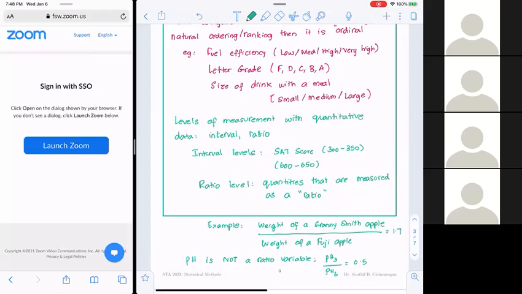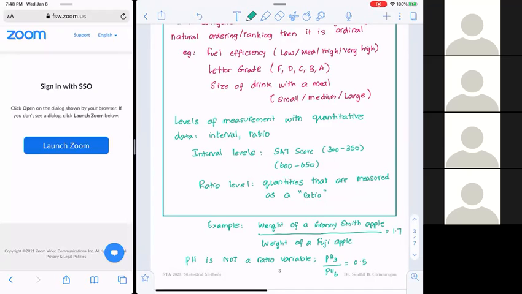So a ratio level of measurement is only useful when we have something called an absolute zero. An absolute zero simply implies that when we say zero, there is no value attached to that variable. In an interval level, though, we could have no absolute zero. We don't have to include zero whatsoever.